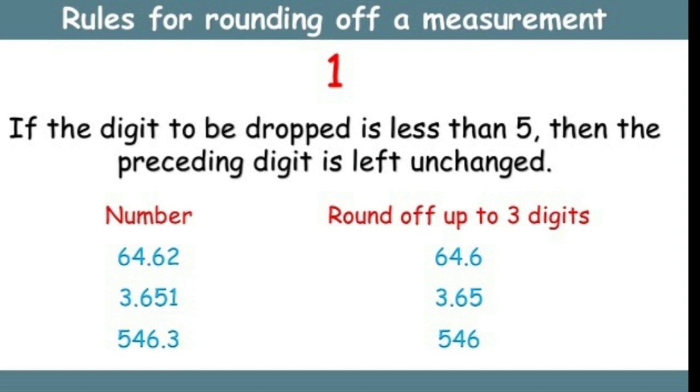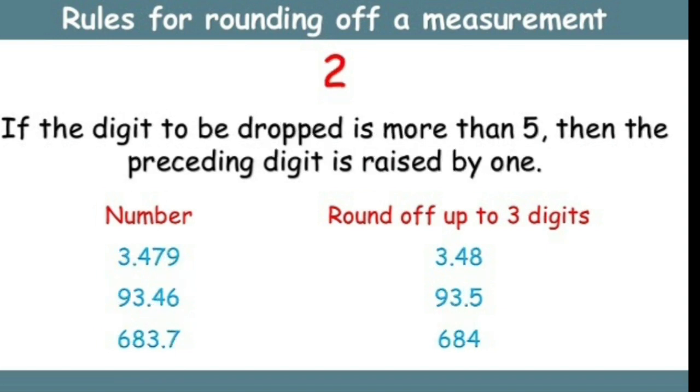546.3. So the number to be dropped is 3. It is simply dropped. Hope it is clear. First one, rules for rounding. If the digit to be dropped is less than 5, then simply drop that number without making any change in the preceding digit. Now coming to the second rule, if the digit to be dropped is more than 5, then the preceding digit is raised by 1.